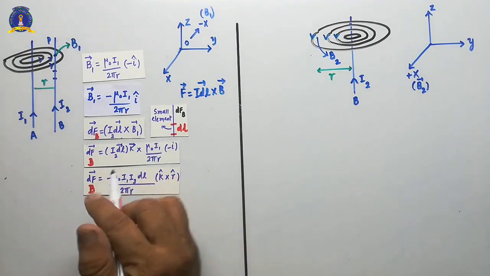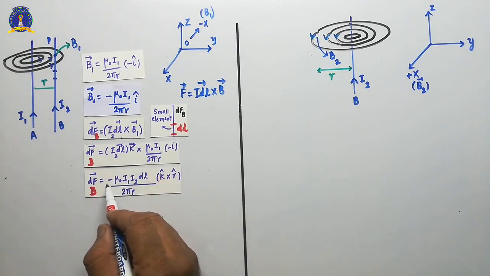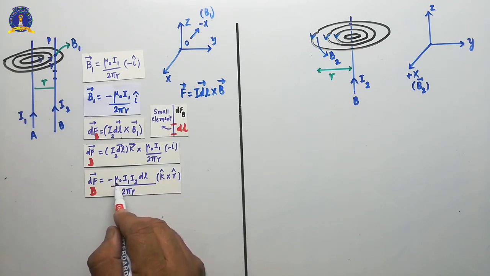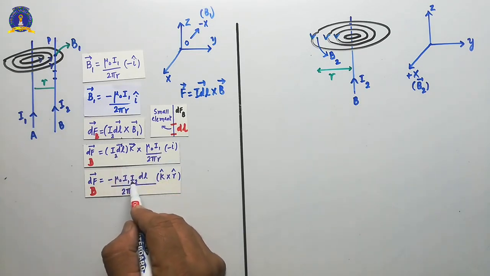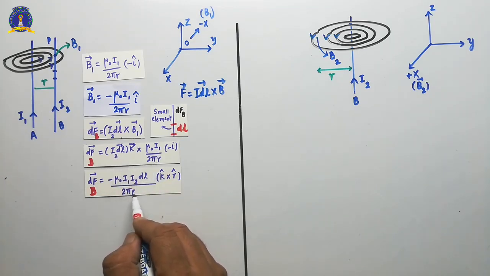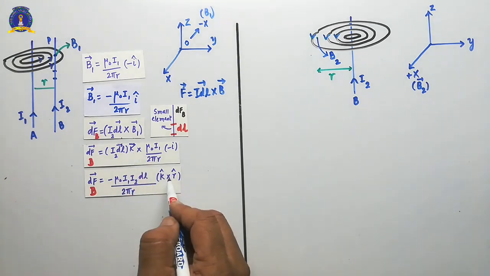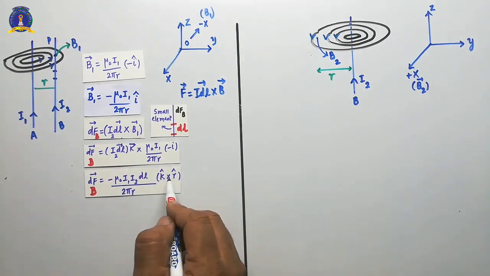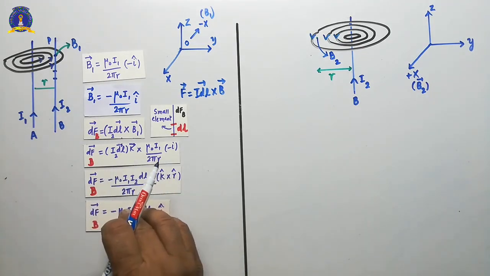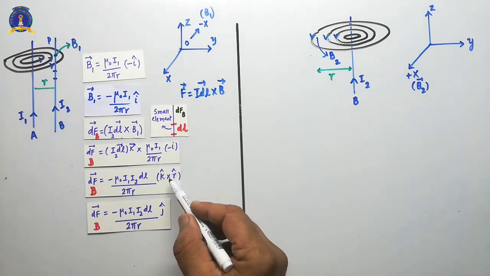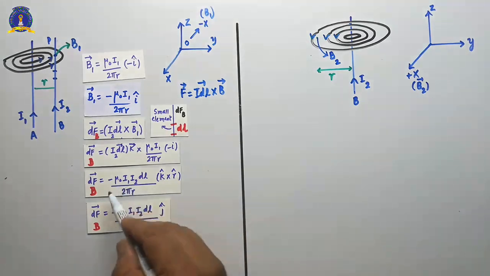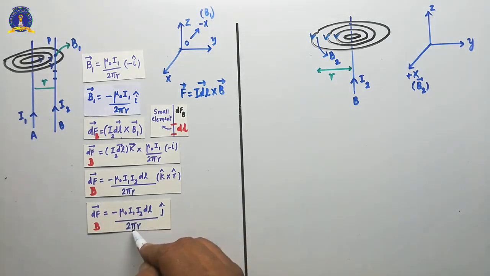Are you clear? So look at that. dFB vector is equal to, this minus sign can be brought in front. Minus mu naught I1 I2 dl, 2 pi r is in the denominator. This K cap and I cap both can be written together. Are you clear? So finally this equation you will get. K cap into I cap becomes J cap. Are you clear? So minus mu naught I1 I2 dl divided by 2 pi r.